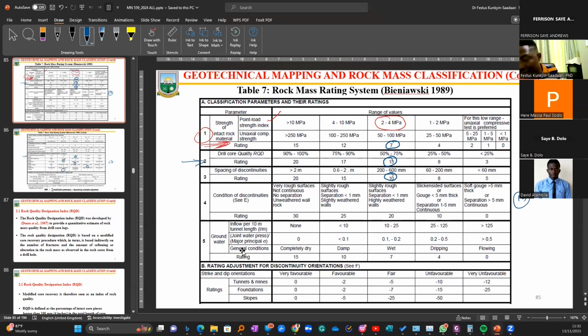Is it completely dry? Is it damp? That is, it looks like quite wet, moist in some form. Is it wet or is it dripping? You see water coming out of the walls, just like it rains and you see your roof dripping water gradually. Or the water is just flowing like a river. So if you use these general conditions, then you can rate the rock mass. So what are we going for? Completely dry, damp, wet, dripping, or flowing? What is our condition? Dripping. You use 17, 17 level.